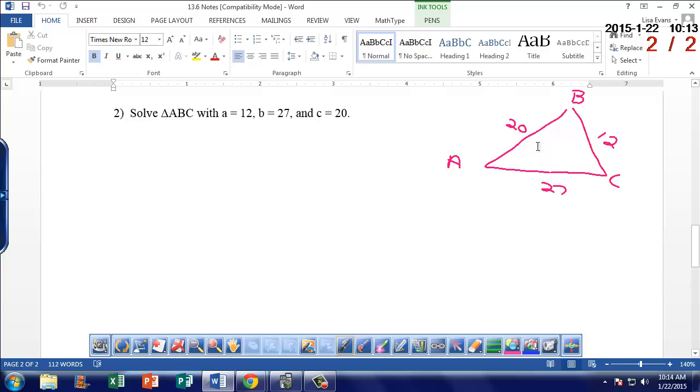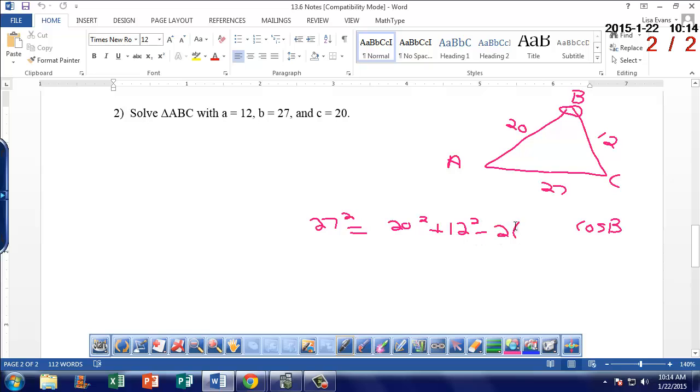Now we need to find the largest angle first, which means that's going to be angle B because it's opposite the largest side. So that's the law of cosines we're going to set up. So our side B is going to be all by itself, 27 squared. It's going to match our cosine of B. And then we're going to put the other sides in the other position. So 20 squared plus 12 squared minus 2 times 20 times 12. Okay, and this is where students mess up because remember, this is all multiplication.